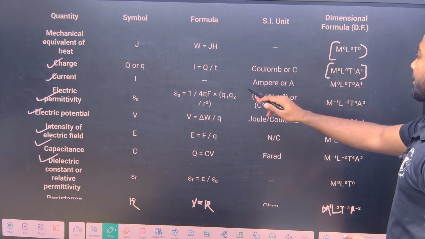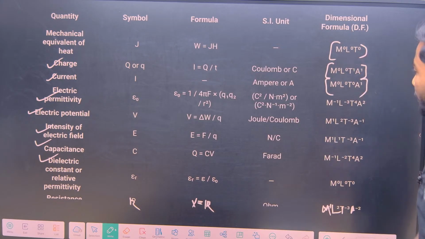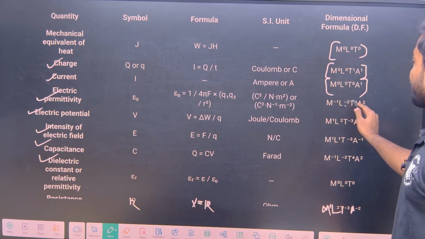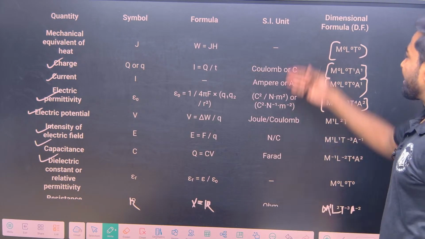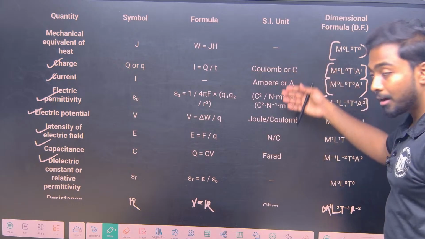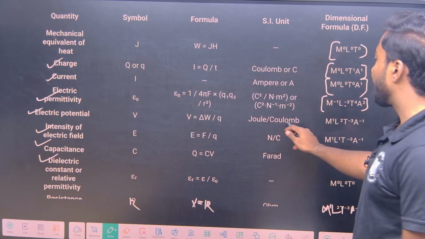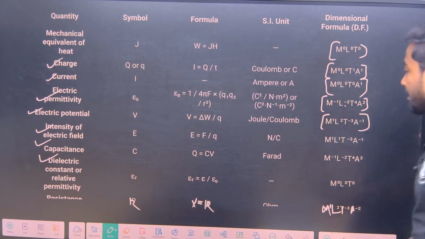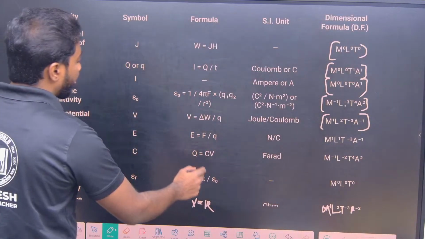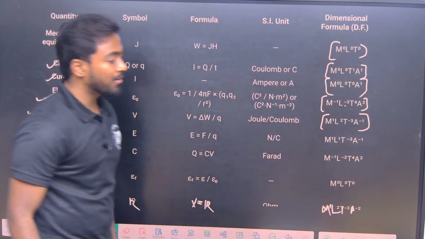Then current, ampere, so M0, L0, T0 and A power 1. Then electric permittivity: M power minus 1, L power minus 3, T power 4 and A power 2. For electric potential, I have given the SI units also, guys, so you can take a note of that. This is also an important thing. Electric potential, joules per coulomb: M power 1, L power 2, T power minus 3 and A power minus 1. Intensity of electric field, Newton per coulomb: M power 1, L power 1, T power minus 3 and A power minus 1.